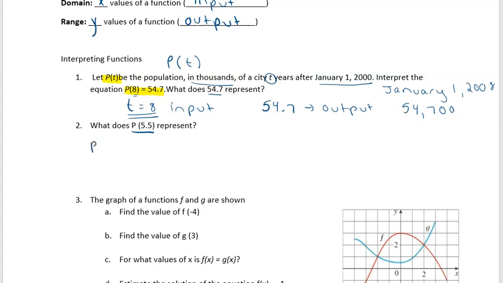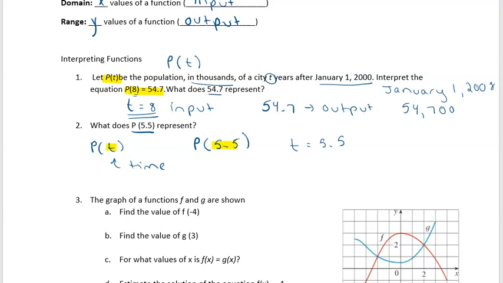Here we have, what does P of 5.5 represent? Well, remember, it was P of t before. So t represents our time, and more specifically, our time after January 1st. So that means that P of 5.5, well, notice the t is in the parenthesis, the 5.5 is in the parenthesis. So in this case, the 5.5 would represent our time. So this means 5.5 years after January 1st.